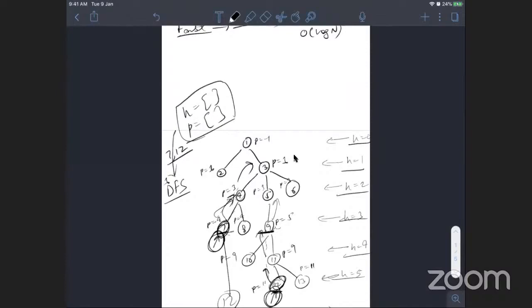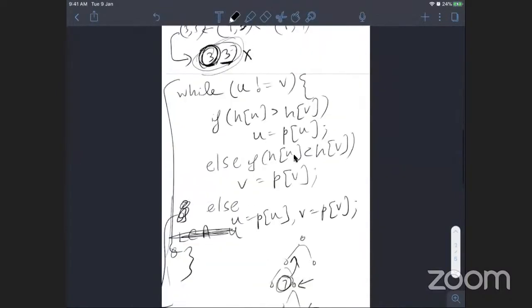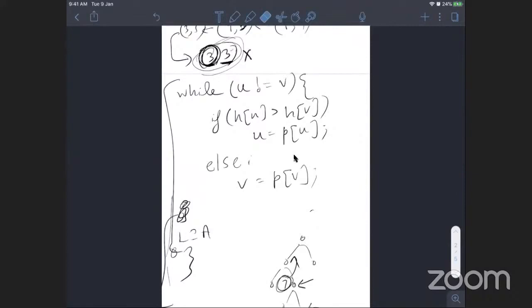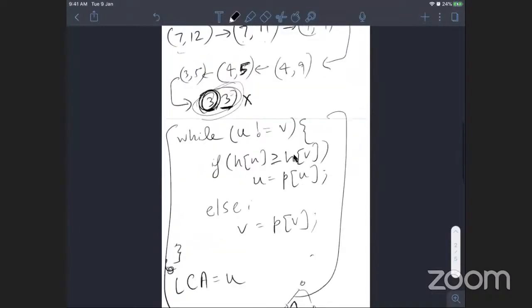And after that, for each query, let's say we got a query 7, 12, we can find the answer in O(n) using this algorithm. I'll just write the simpler version here. One more line: LCA is equal to U. Using this algorithm, we'll find the answer.